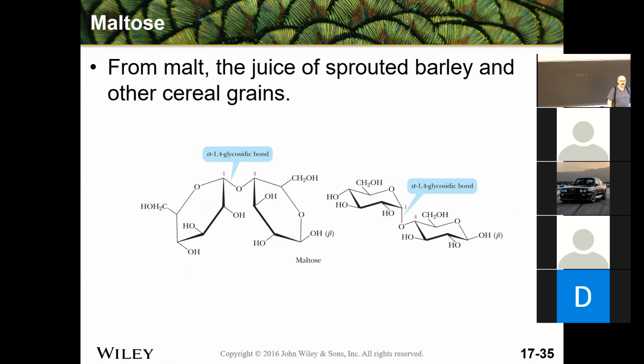Both sucrose and lactose have to be broken down into their monosaccharide units before they can be digested. And this is done enzymatically in the body.